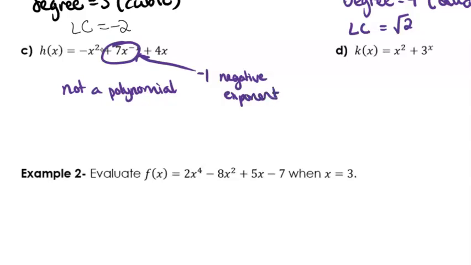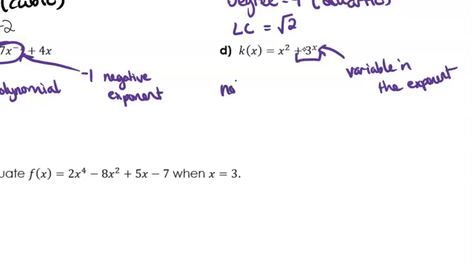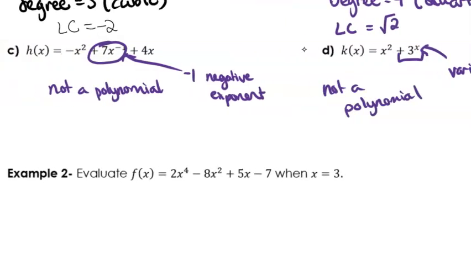All right, let's look at D. So D, the x squared's fine, but this 3 to the x is not okay. X is not supposed to be in the exponent to be a polynomial. So the variable in the exponent causes the problem. So we're going to say not a polynomial. So kind of heavy on vocab today.